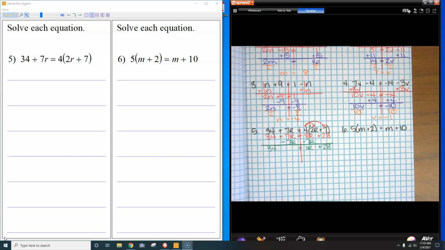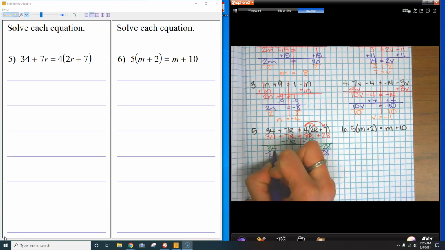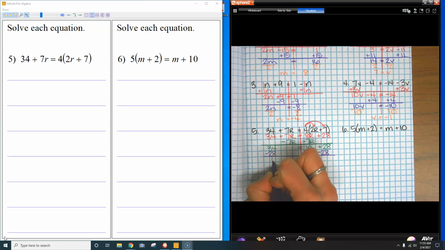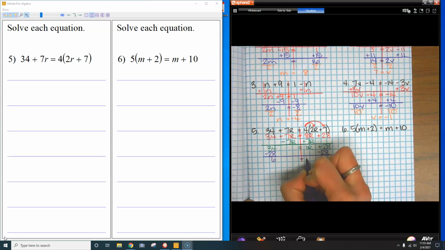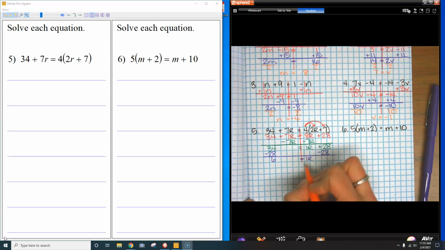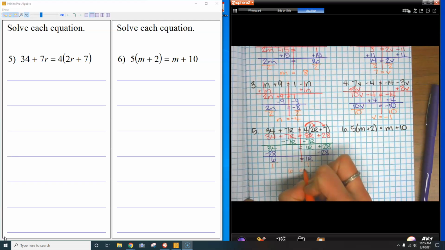Okay, so from there, I need to get the 1r by itself. So I'm going to subtract 28 from both sides. 34 minus 28 is 6, equals 1r. And a lot of you will say here, oh, so I need to divide by 1, and if you want to, that's fine. But anytime you divide a number by 1, it is itself. So the answer is r equals 6, or 6 equals r.